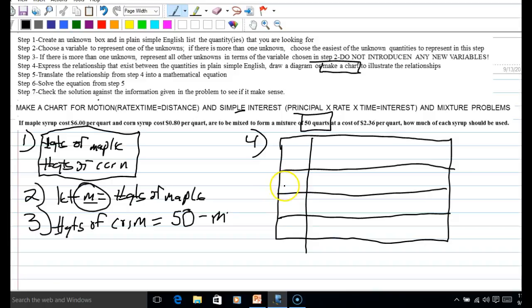So your two component parts are maple syrup, corn syrup, and then you've got the mixture itself. So in mixture problems, you're going to have a row to represent each of the components that make up the mixture, which in this case is maple and corn syrup, plus a row to represent the mixture itself.